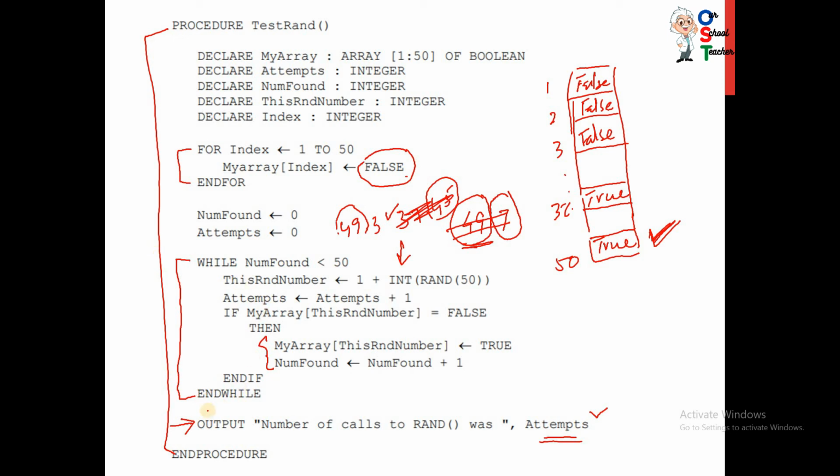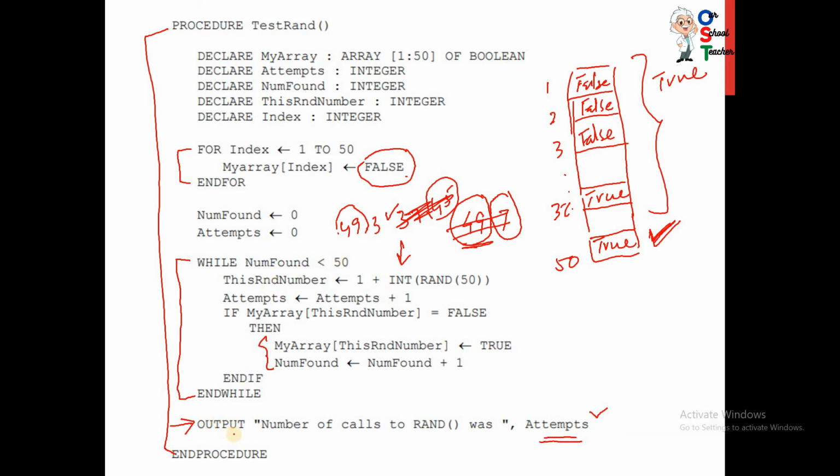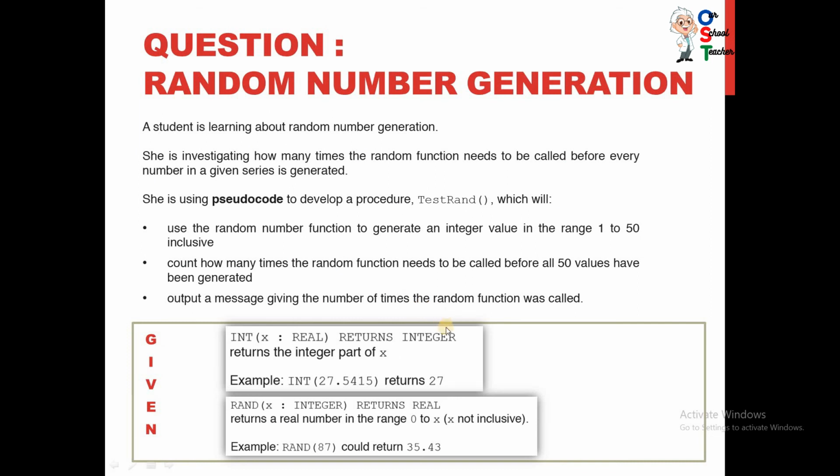Clear? So it will keep on executing until all these become true, right? And the number of times it has attempted, that will also be recorded. And at the end, when the num found becomes 50, then the loop will be terminated, and it will output the number of calls to RAND was this one. It may be 75, it may be 100, it may be 120, whatever, and the procedure will be ended. So this is how this question will be solved.